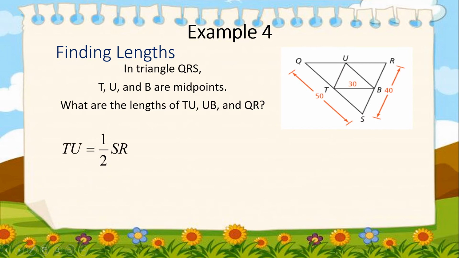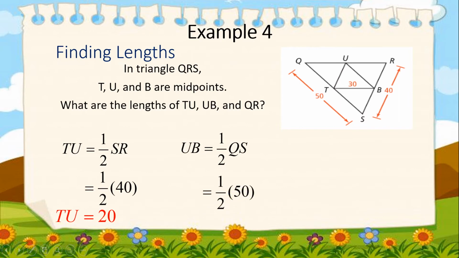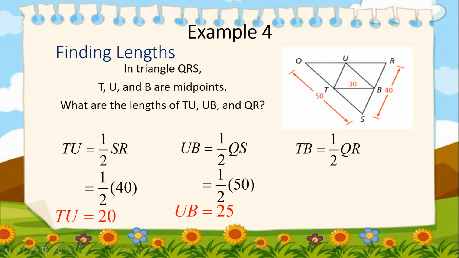TU is half the length of SR. So 1/2 of the length of SR, which is 40, is equal to 20. Therefore, the length of TU is 20. Next, UB is equal to 1/2 of the length of QS. QS is equal to 50. So 1/2 of 50 is 25. Therefore, UB is equal to 25.